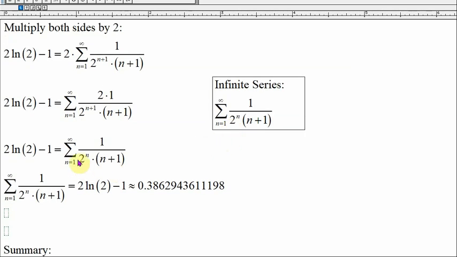And therefore the infinite series with the expression 1 over 2 to the n times n plus 1 is equal to 2 times the natural log of 2 minus 1, which is approximately 0.3862.